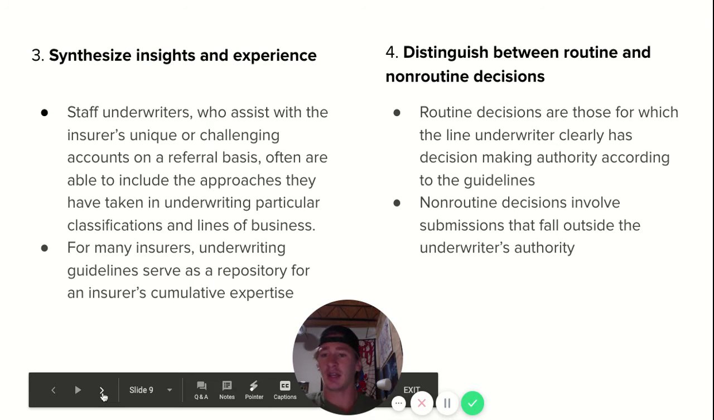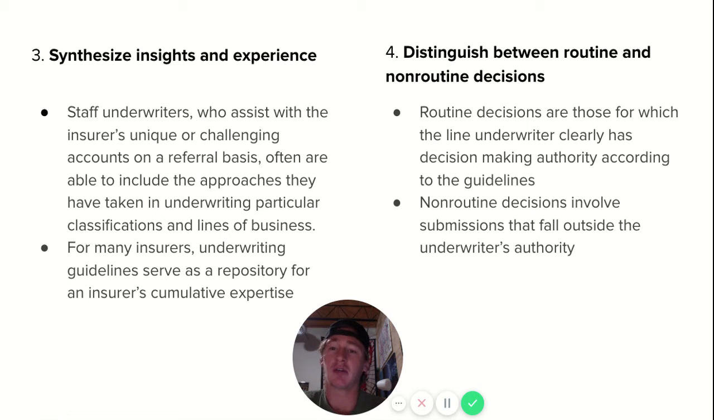Next, number three, they synthesize insights and experience. So staff underwriters who assist with the insurer's unique or challenging accounts on a referral basis often are able to include different approaches that they've taken in that particular classification or line of business. So for many insurers, underwriting guidelines serve as a repository for cumulative expertise among all underwriters.